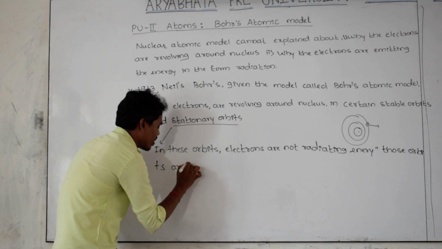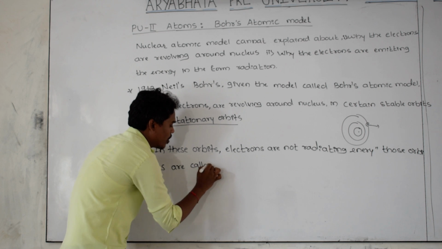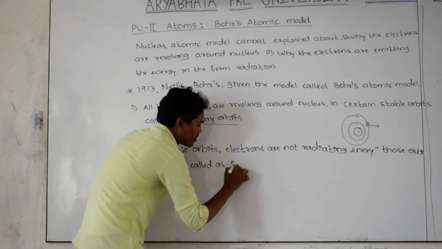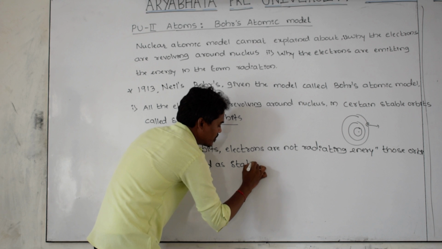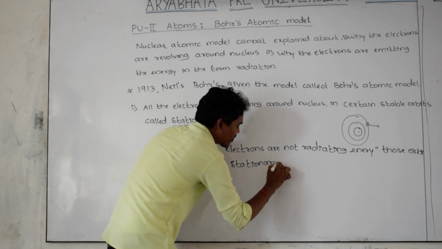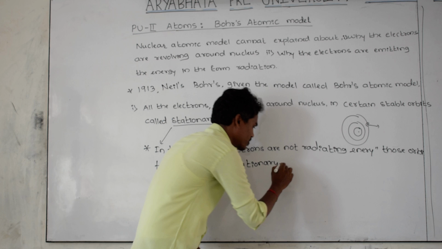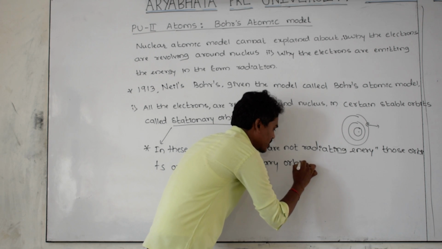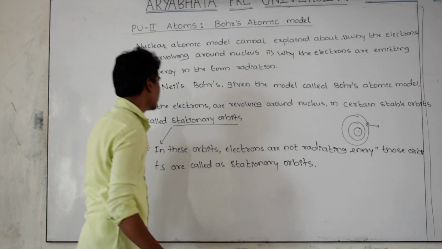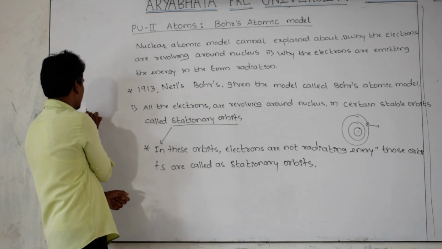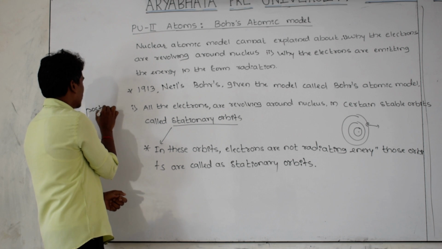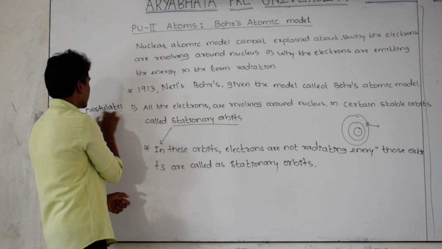Those orbits are called stationary orbits, or you can call them definite energy levels. Stationary orbits. This is the first postulate, the one given by Niels Bohr.